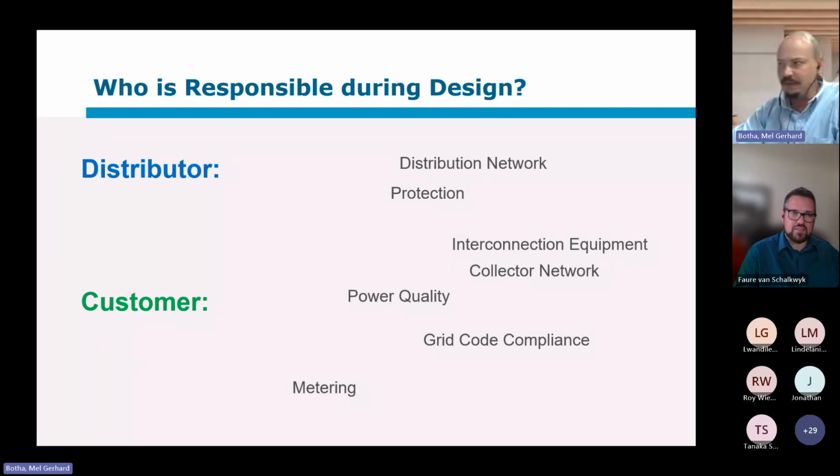So there are 7 questions, and each one of them takes one of these aspects that's on the right-hand side, and it asks who's responsible during the design phase for the embedded generator. And you have the option to say distributor, customer, or both. So the first question is, who's responsible for the distribution network design?